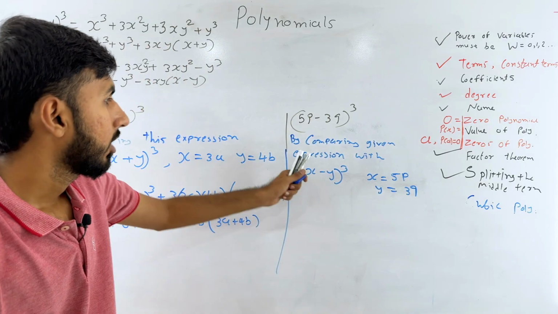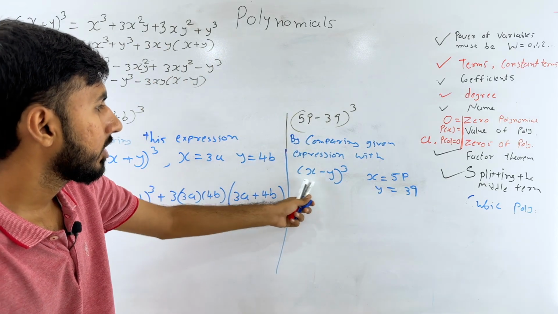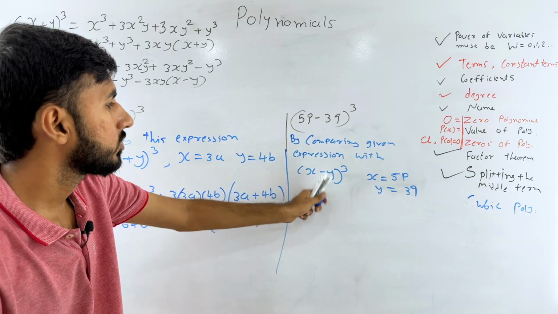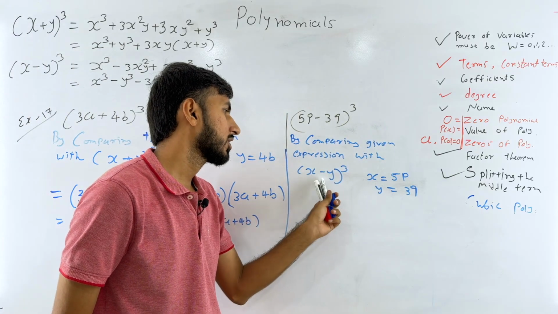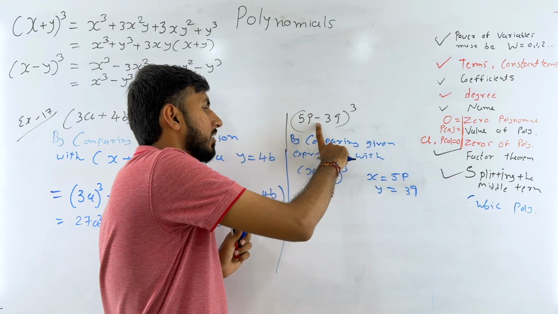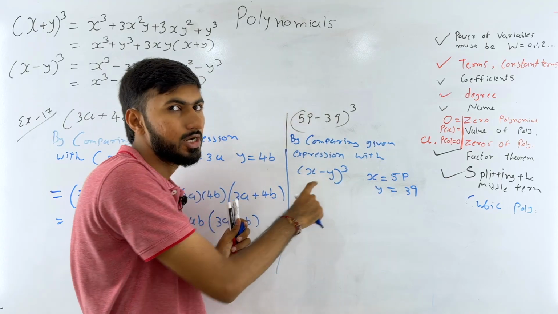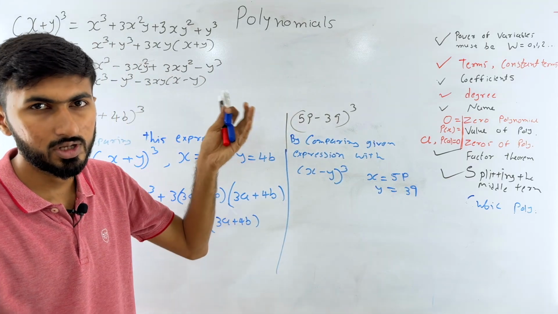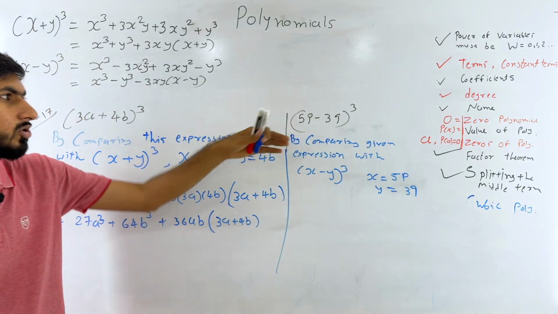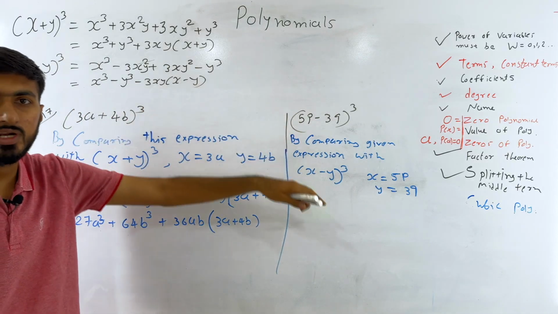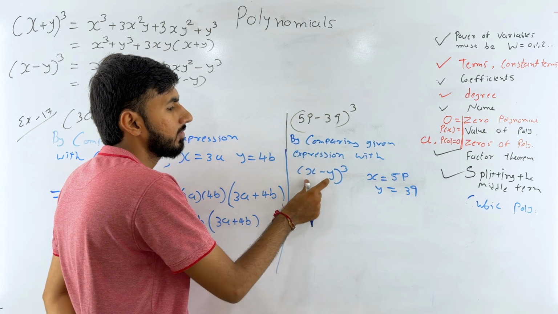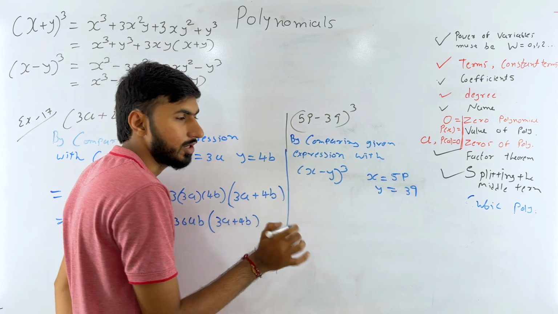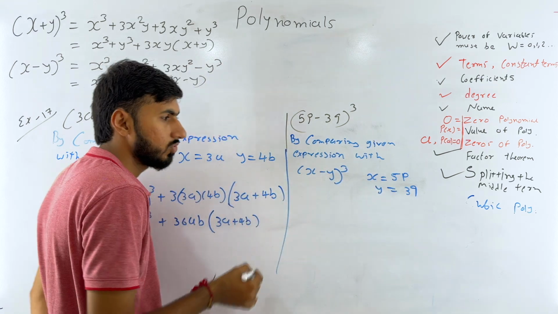See here, I have compared it with x minus y, so I don't have to change the sign of y, right? I have compared it with x minus y, so minus minus, right? In all earlier questions, we were comparing your polynomial with x minus a, and sometimes we have to change the sign of a, right? But here I have compared it with x minus y, so I don't have to change the sign. So y is equal to 3q, right?